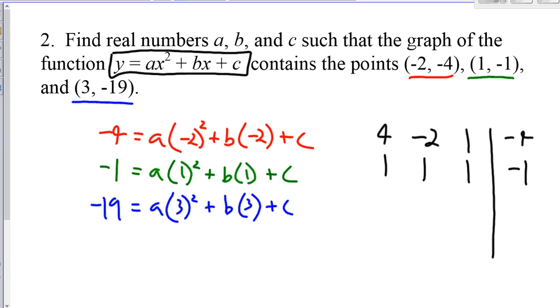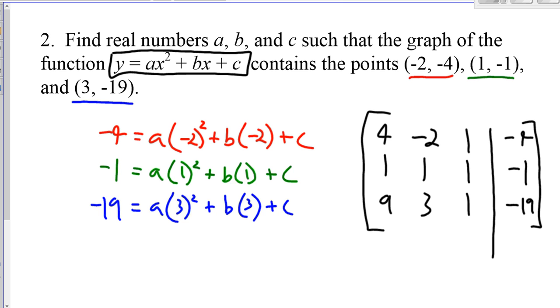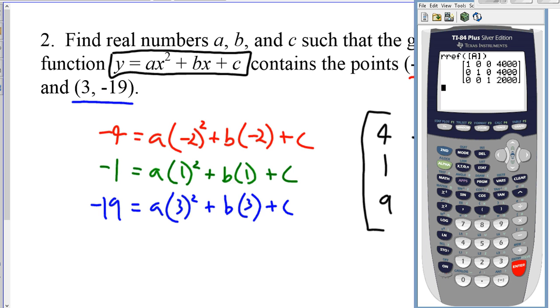And then 3 squared is going to be 9, 3b, and c. I have 1c again. That's going to be equal to -19. So there's my augmented matrix. So go ahead, pull out your calculator, and we're going to do second matrix.